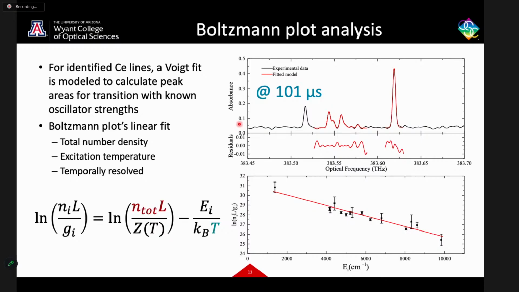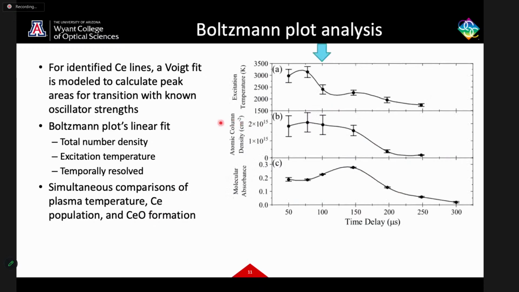So that can give us something that we can then compare with just our absorbance of a band head, so that we can see what the dynamics are between the atomic and the molecular species simultaneously from one measurement of one time delay. And so for every time delay that we can measure, we could see the rate of change in the excitation temperature in the plasma, the atomic column density, and then the molecular absorbance associated with the column density of the oxide formation.